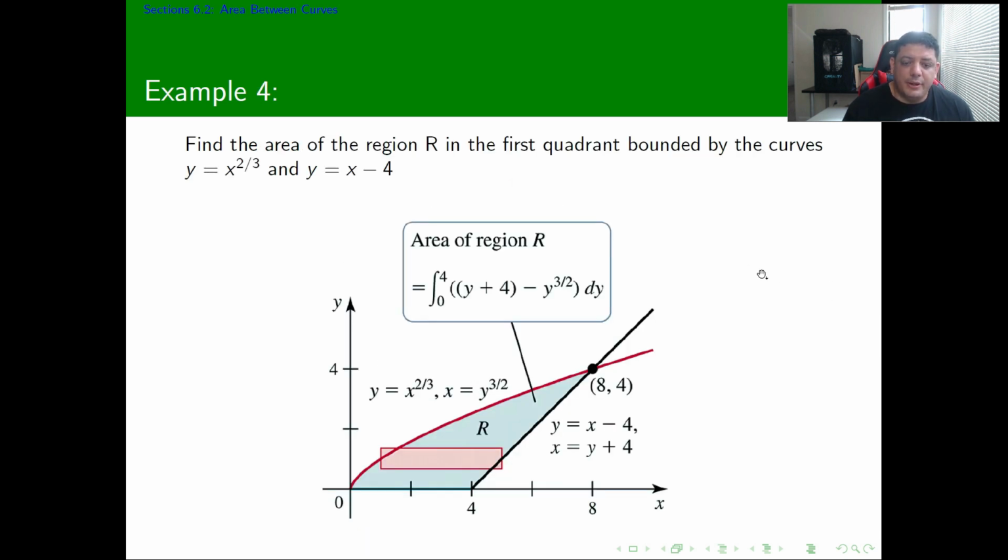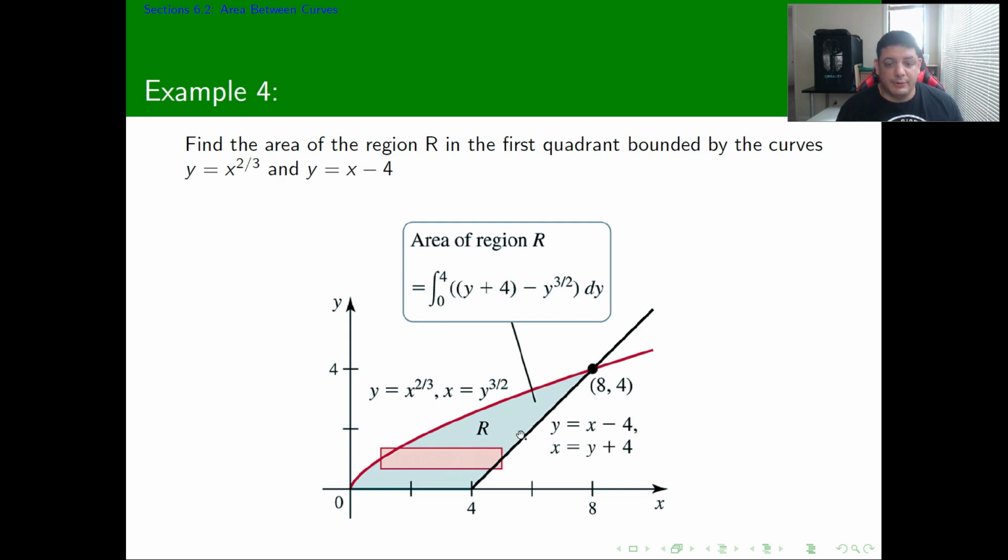Now another example of this situation: find the area of the region in the first quadrant bounded by the curves y equals x to the 2/3 and y equals x minus 4. If you take a look at this in terms of x, it's going to be very difficult to manage, because we have two regions. You have to split here from 0 to 4, which is given by the first function, x to the 2/3, and another one where we go from x to the 2/3 minus the function x minus 4.